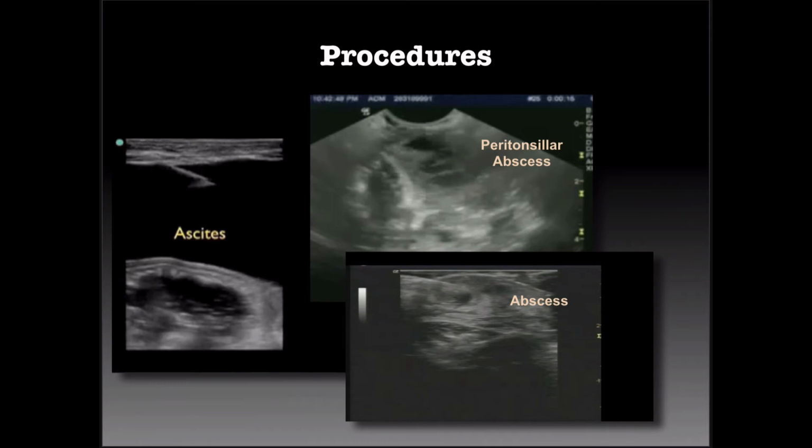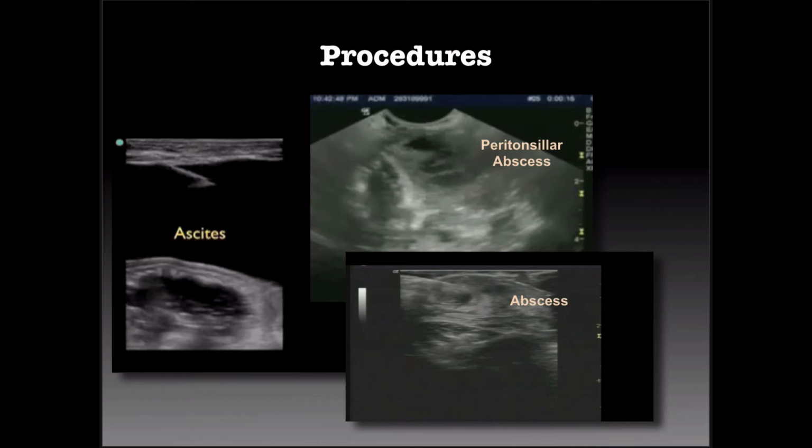Now, when we're doing other procedures, we can just do the long axis. I mean, here's a paracentesis. You can see the needle. We're not worried about arteries and veins. We're just bringing our needle in. We want to see where it's going, where it is, and where it's going to be.